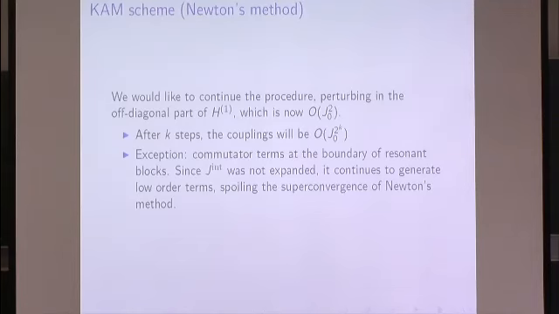Okay, but we still have this issue of the resonant regions. They're going to cause some problems because these commutators are going to cause issues at the boundary of the resonant blocks. And since we didn't expand the off-diagonal pieces within a resonant block, it's going to continue to generate low-order terms, and it's going to spoil this nice superconvergence of the procedure.